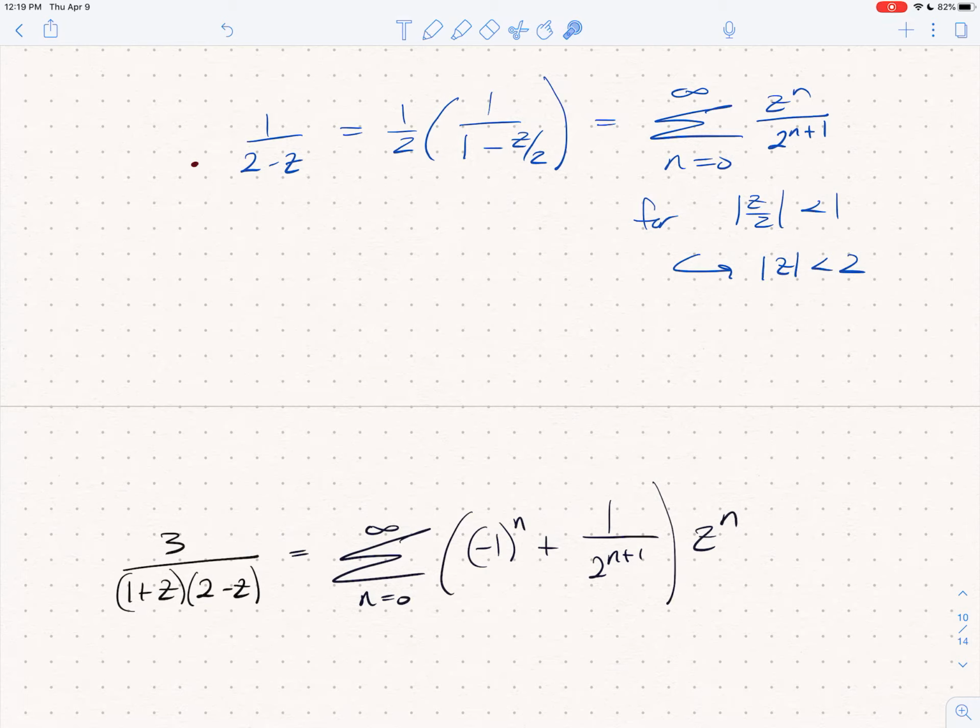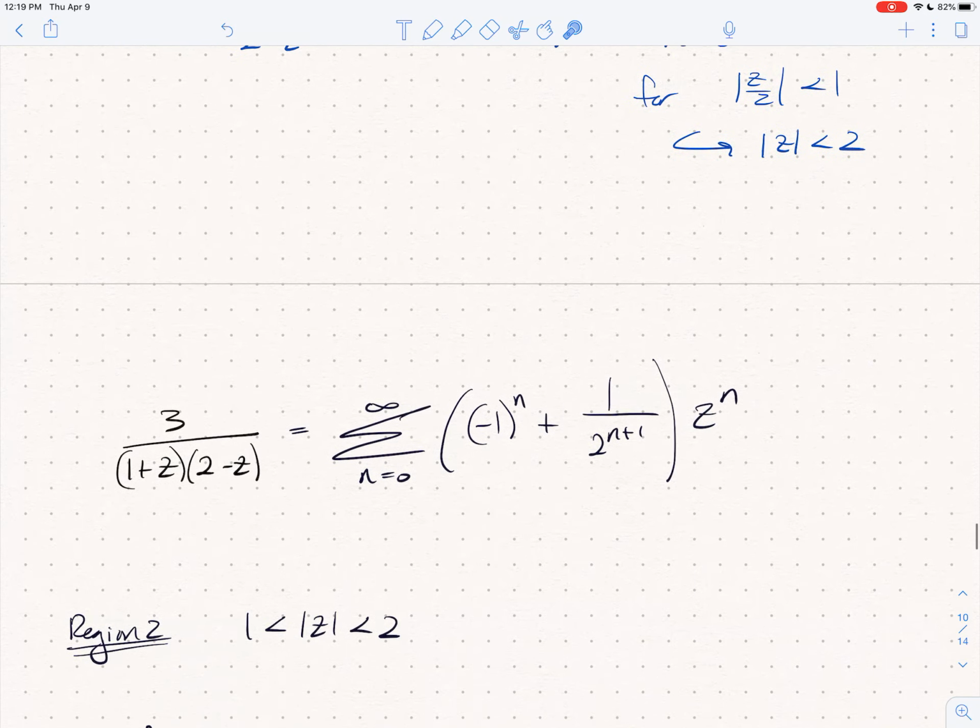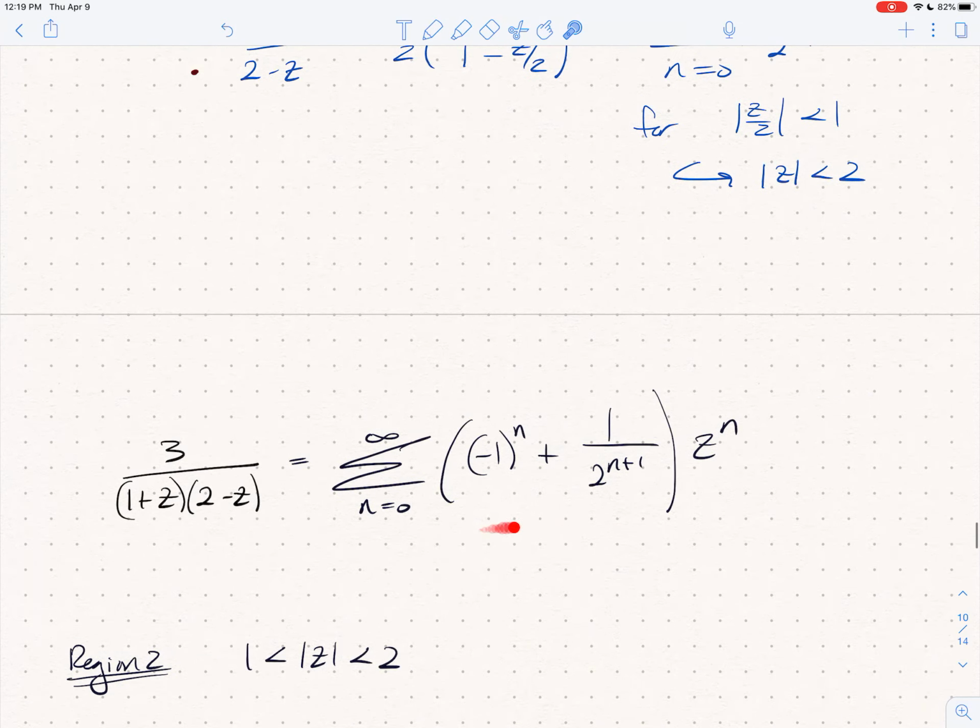So pause the video, take a moment, and make sure that you're comfortable how we added those two series, and we got this. This is a Taylor series. It's also a Laurent series. Here the Laurent series is equal to the Taylor series, and we should add this is valid on our disk modulus of z less than 1.